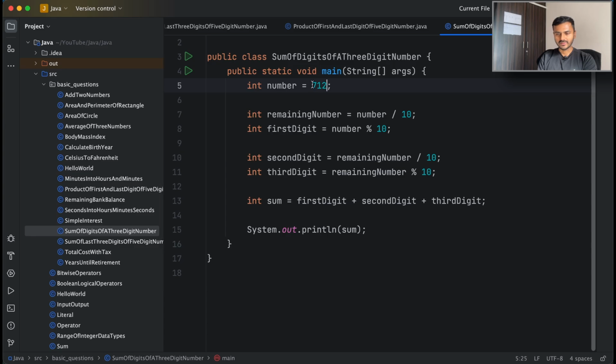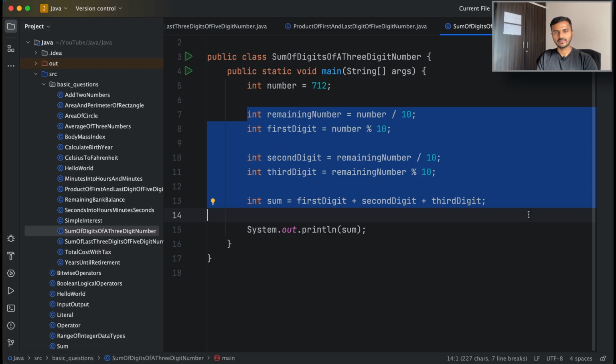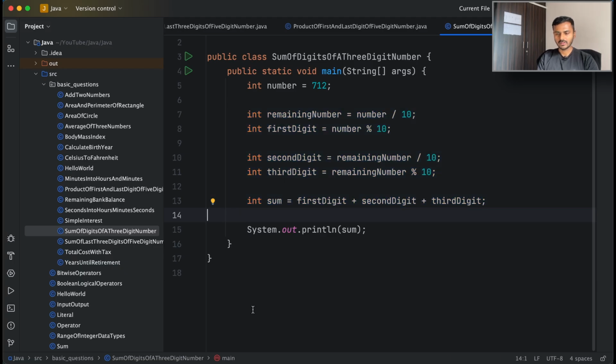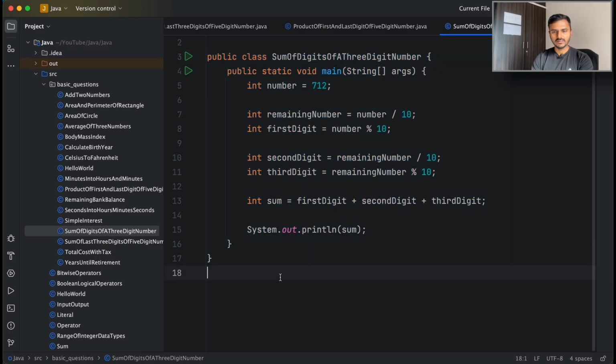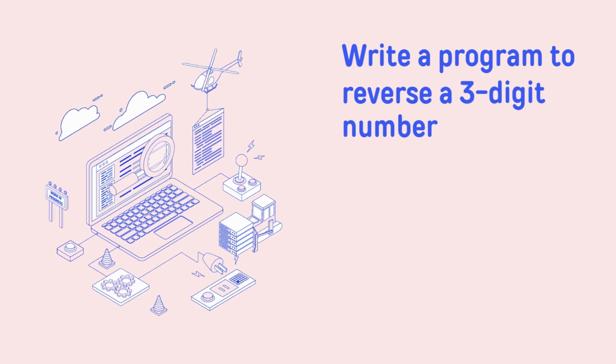Of course, if the number of digits increases or decreases, the number of times we do this will increase or decrease, right? So with this, we've solved the question where we were expected to find the sum of digits of a 3-digit number. So let's move on to the next question, which is to reverse a 3-digit number.